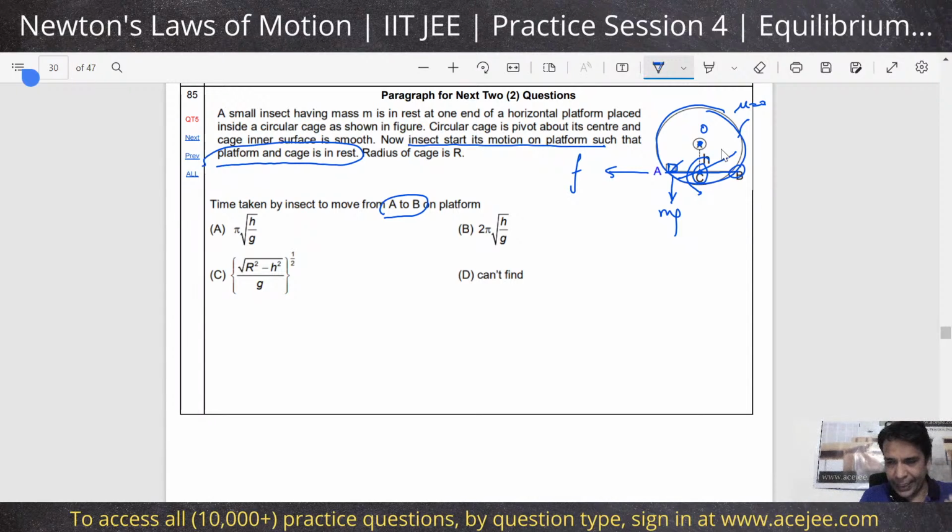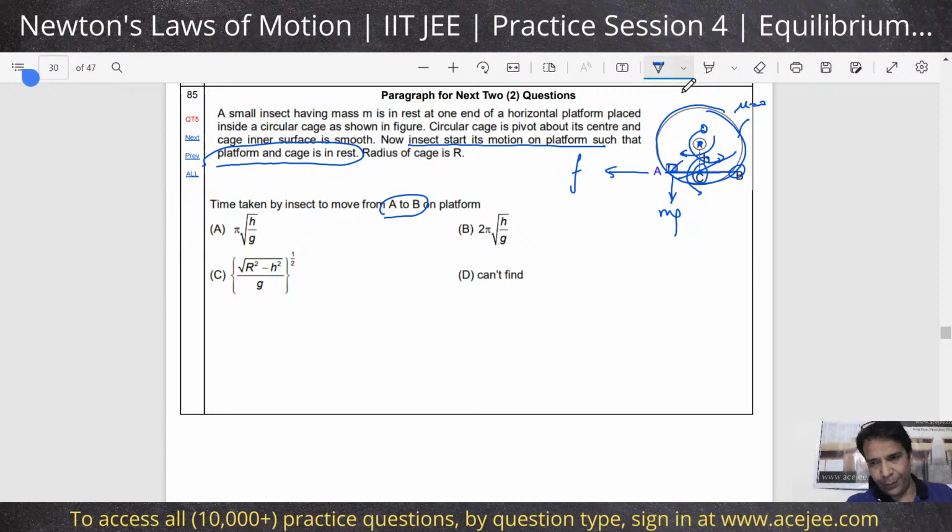You will see that this force is trying to rotate it like this, and mg is trying to rotate it like this. The two torques will balance out. So you can find out the frictional force as a function of the position, and then you can use the tricks you've learned in kinematics to solve the problem.